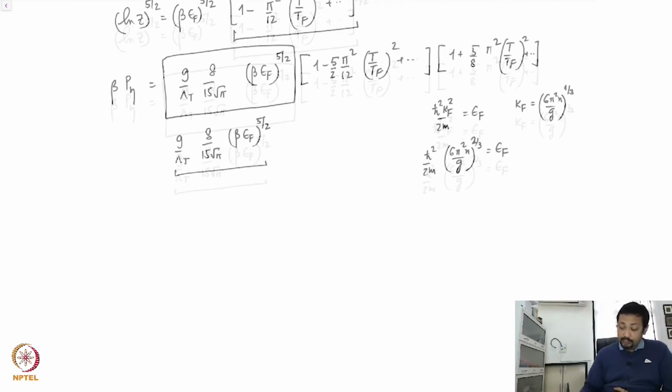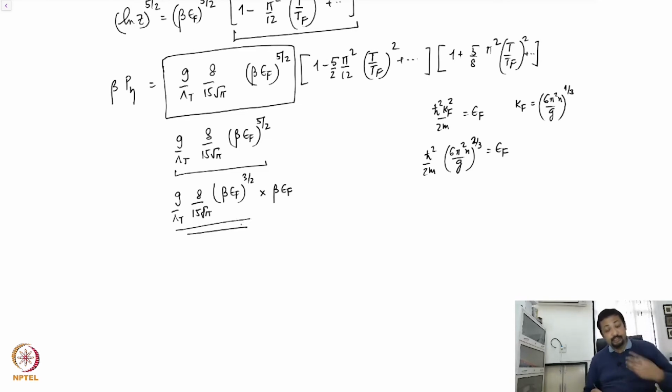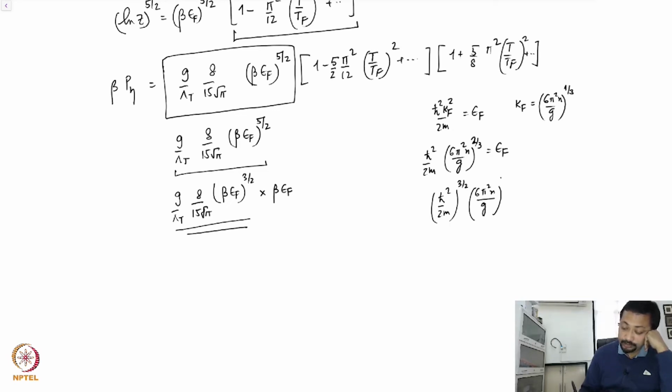This part now I split. I write down g over lambda_T, 8 over 15 square root pi, times (beta epsilon_F) raised to the power 3/2 into beta epsilon_F, and it's this part I am interested in simplifying. Then I have to look at epsilon_F to the power 3/2, and epsilon_F to the power 3/2 is h bar squared over 2m raised to the power 3/2, and 6 pi squared n over g is going to be your epsilon_F raised to the power 3/2. So let's substitute.